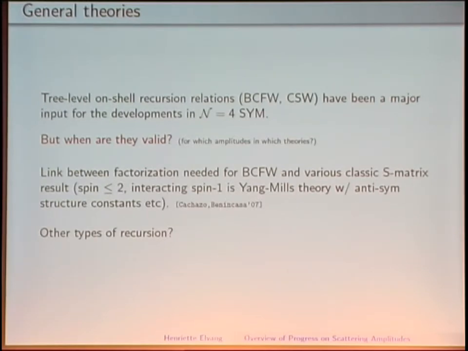So one study of this was done by Cachazo and Benincasa a couple of years ago, and they established that there was a link between the factorized form you need to derive BCFW and various classic S-matrix results. For example, that you can't have higher spin theories in flat space, that if you have an interacting spin 1 theory, it's got to be Yang-Mills, and you can actually derive that the structure constants are antisymmetric, and so on. What about other types of recursion? What kind of insights might we get for when recursion relations are valid? Well, I'm going to give you a very simple example of this.